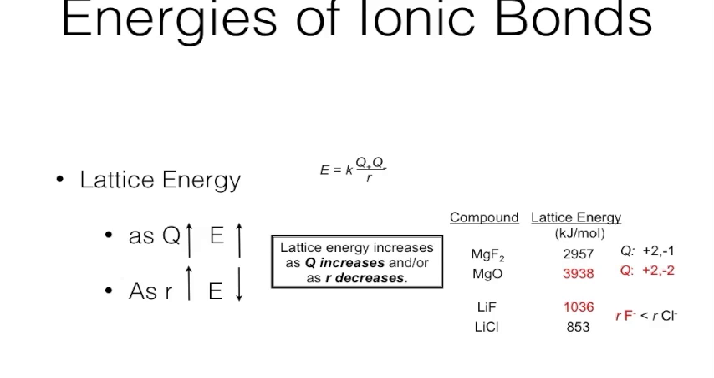So, as I talked about the energies of these ionic bonds, as Q goes up, energy goes up. As radius goes up, energy goes down. Inversely proportional. And we did these, and we saw that the smaller you are, the better off you are. And the more charge you have, the better off you are. In terms of energies, the stronger your bond. Okay?